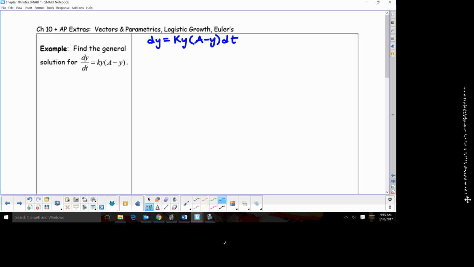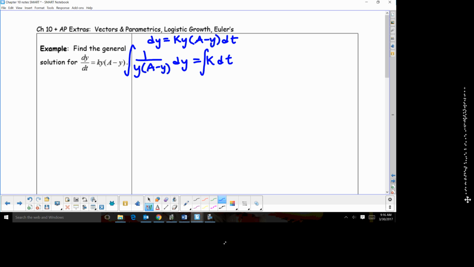Okay? That a minus y is going to have to go and get divided over. So I have 1 over y times a minus y dy equals k dt. Yes? Now, what do we have to do to both sides? Integrate. Isn't it great?